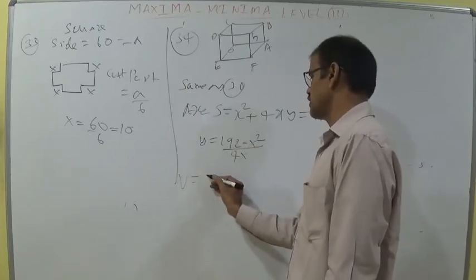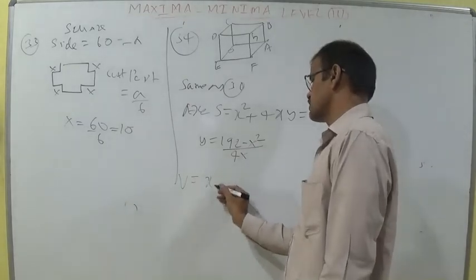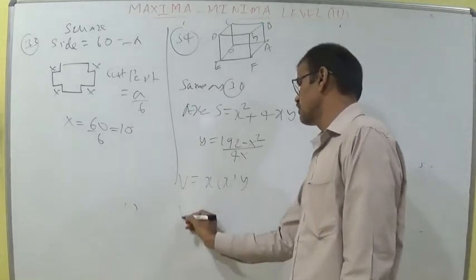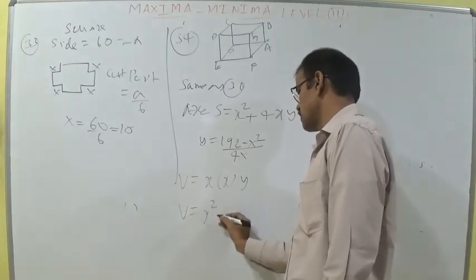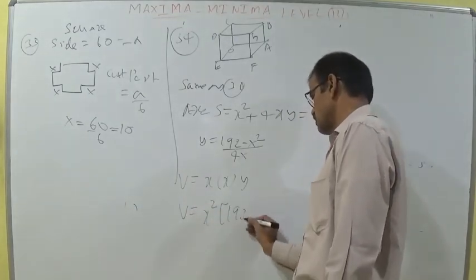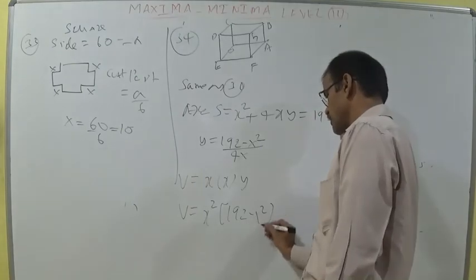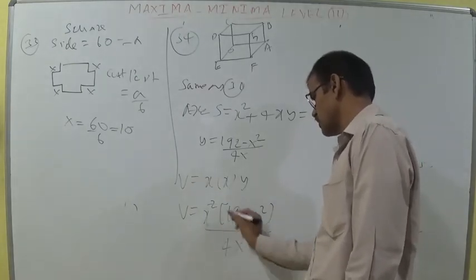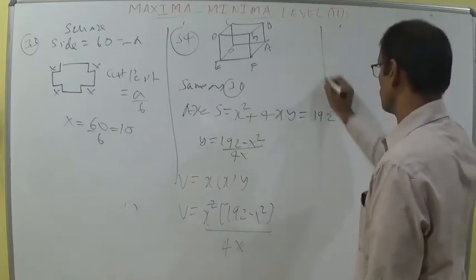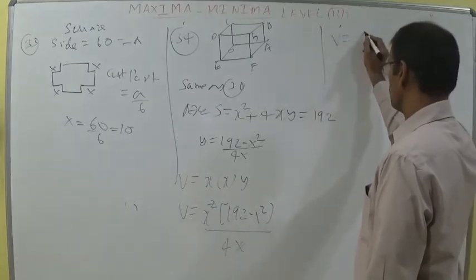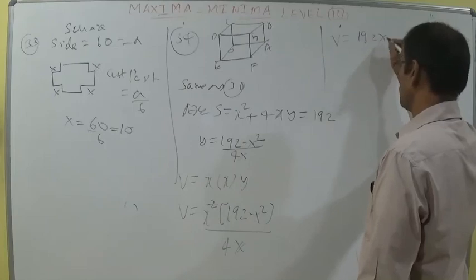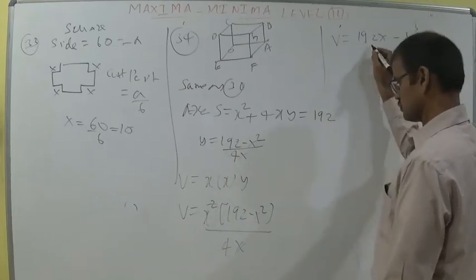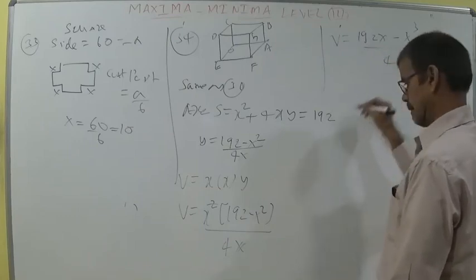Volume V I am writing. Volume of the box is length into breadth into height, x square into y. So volume V is equal to x square into 192 minus x square by 4x, instead of y I am writing this. You can cancel x and x. So V is equal to 192x minus x cube by 4.